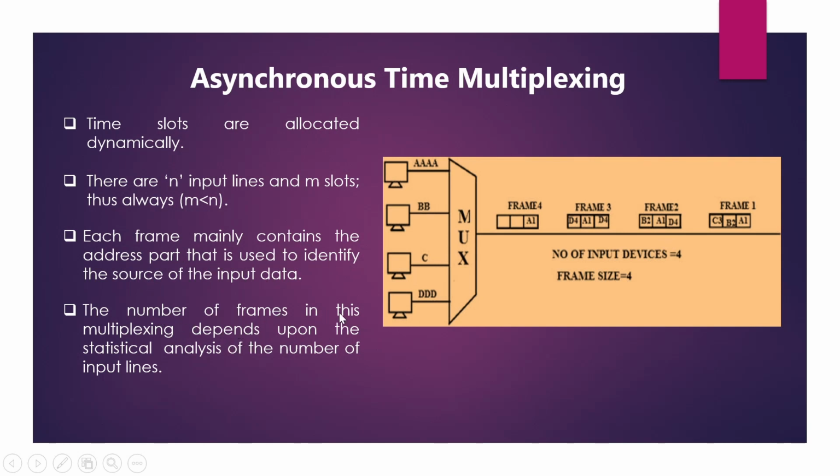The number of frames in this multiplexing depends upon the statistical analysis of the number of input lines. So here the number of input lines is 4 and the number of frames is also 4.